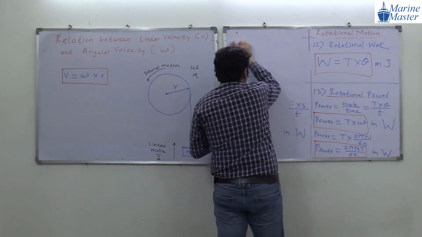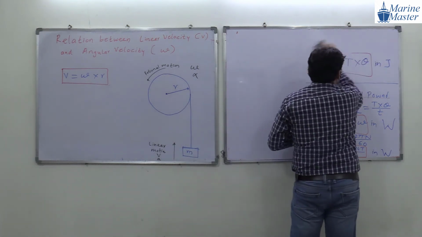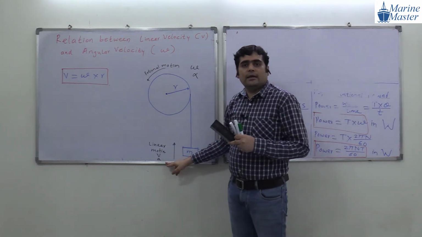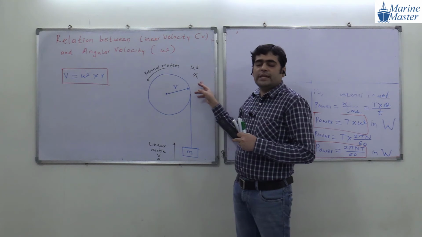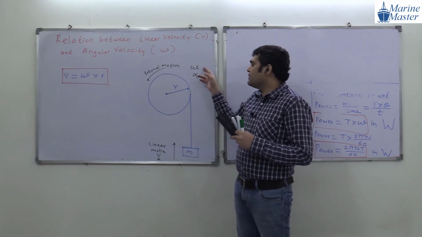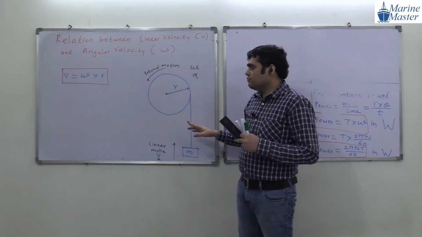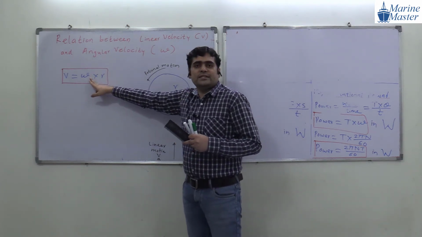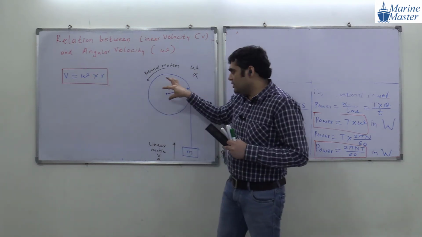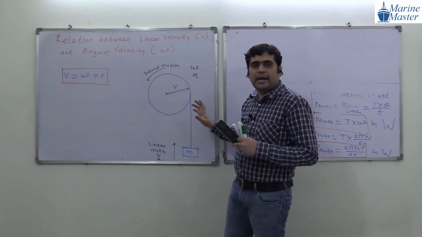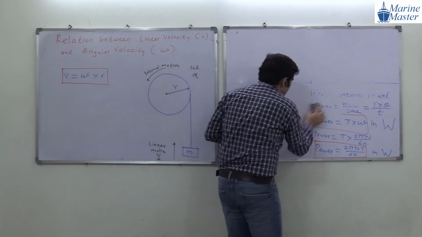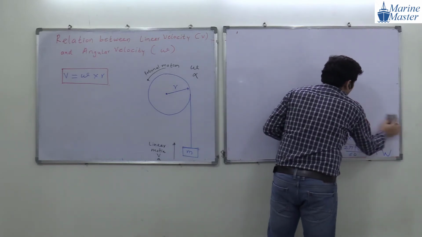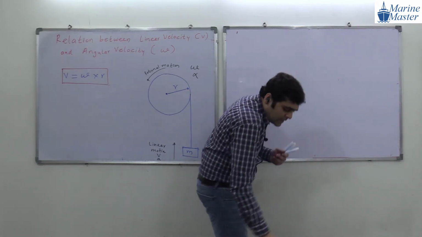Now the next point, one minute guys, don't write anything. In linear motion we have v and a. In rotational or angular motion, we have omega and alpha. We have seen the relation between v and omega: v is equal to omega into R. You got the comparison, guys? Now try to see the next point: the relation between linear acceleration and angular acceleration.